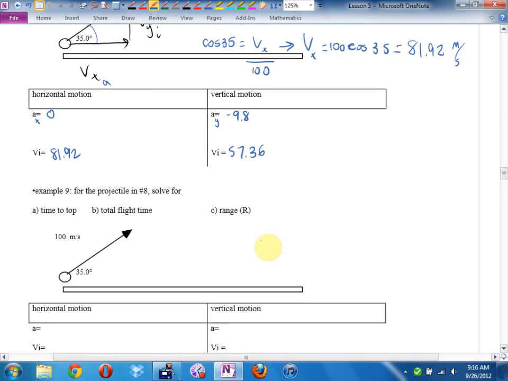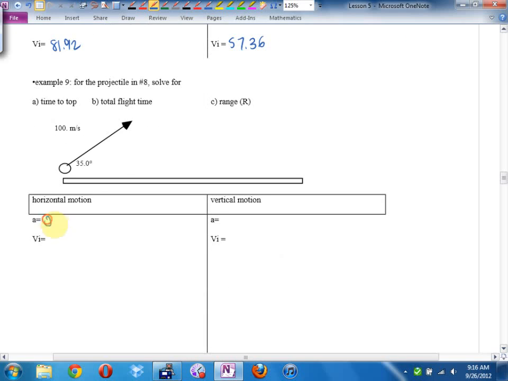Example 9, they want me to take this information and they want me to find time to top, total flight time, and range. I'll quickly drop this information down. It was 0, it was negative 9.8, it was 81.92, it was 57.36. I need more information before I can solve this, because with two things, I'm stuck. What's the first thing you want me to find, Sam?